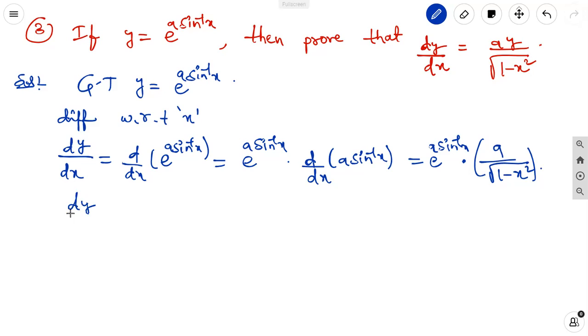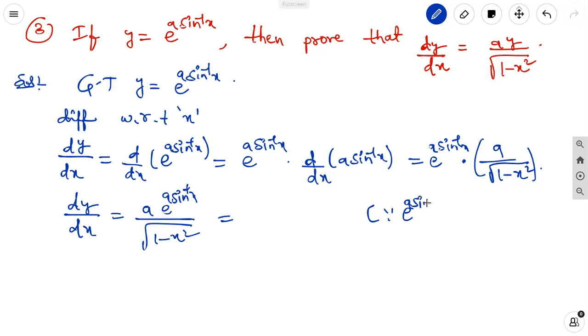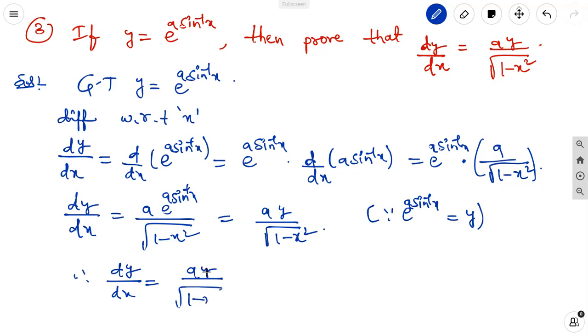Then dy by dx equal to a e power a sine inverse x by under root of 1 minus x square. We know that e power a sine inverse x is the function y. So, ay by under root of 1 minus x square. Therefore, dy by dx equal to ay by under root of 1 minus x square. That is the solution.